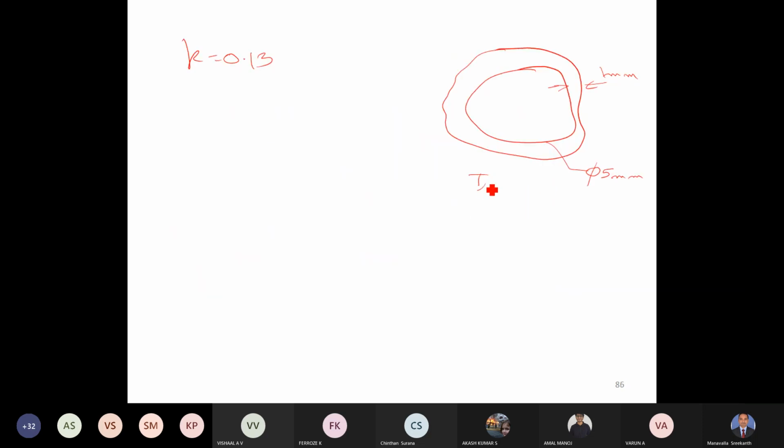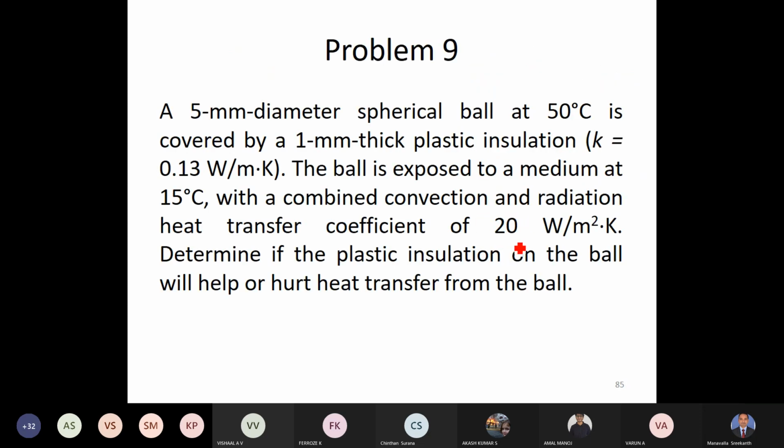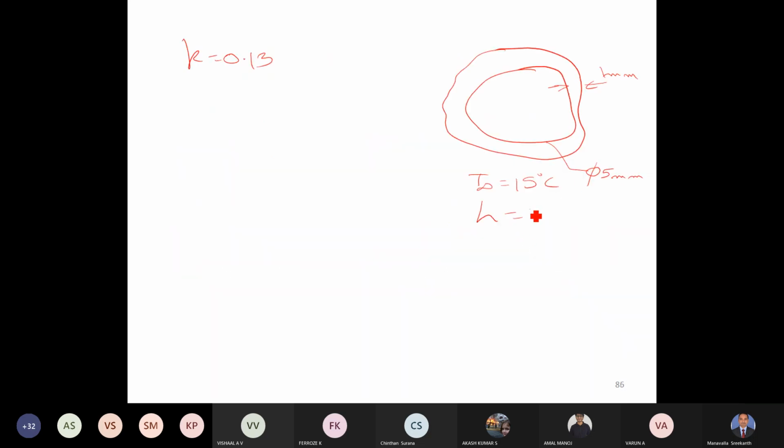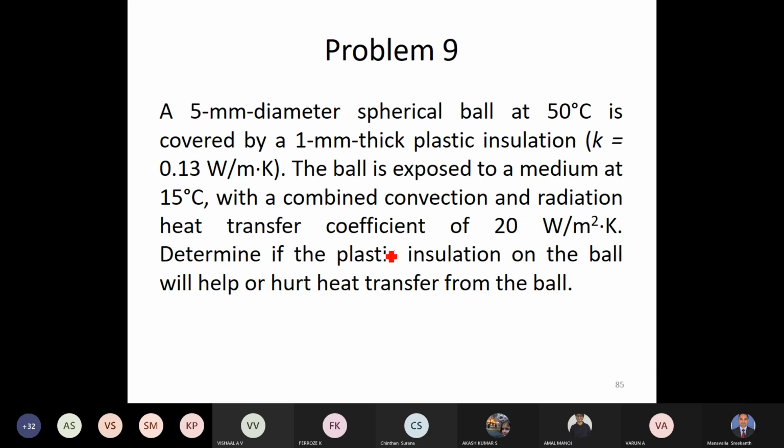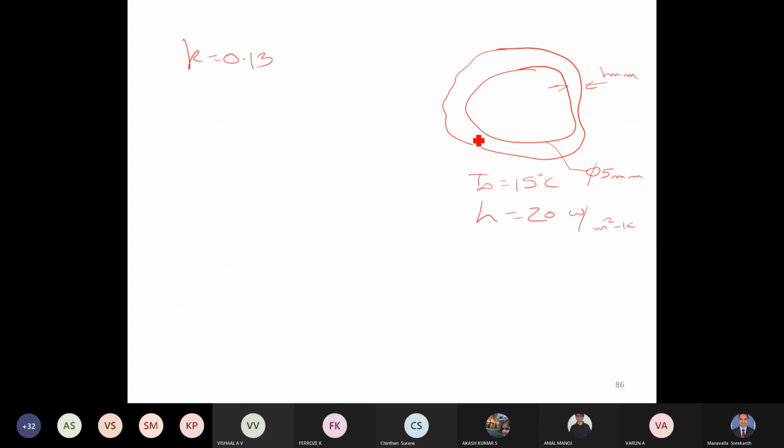So T infinity is 15 degrees Celsius, and the combined heat transfer coefficient, both radiation and convection, is 20 watt per meter square Kelvin. This is the data given. Determine if the plastic insulation on the ball will help or hurt heat transfer from the ball. So basically, is putting an insulation on this going to increase or decrease the heat transfer?